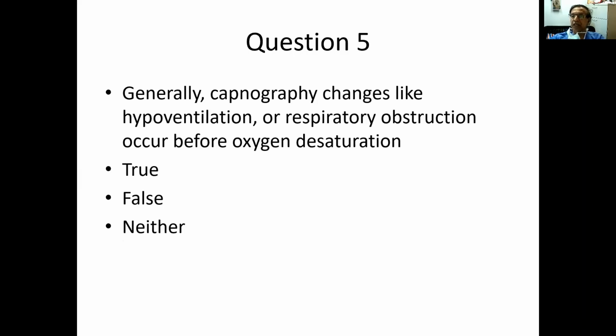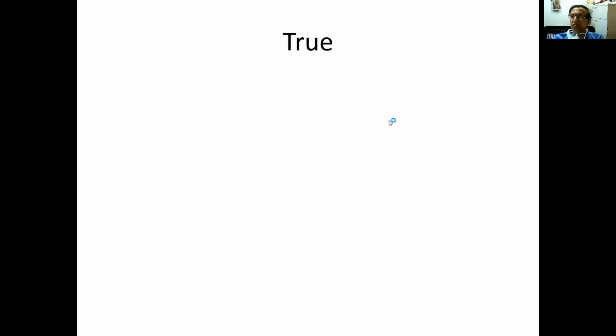Generally, capnography changes like hypoventilation or respiratory obstruction occur before oxygen desaturation. Is this statement true, false, or neither? Capnography changes like hypoventilation, respiratory obstruction occur before oxygen desaturation. The answer is true. Capnography forewarns of impending hypoxia. So the answer here is true.